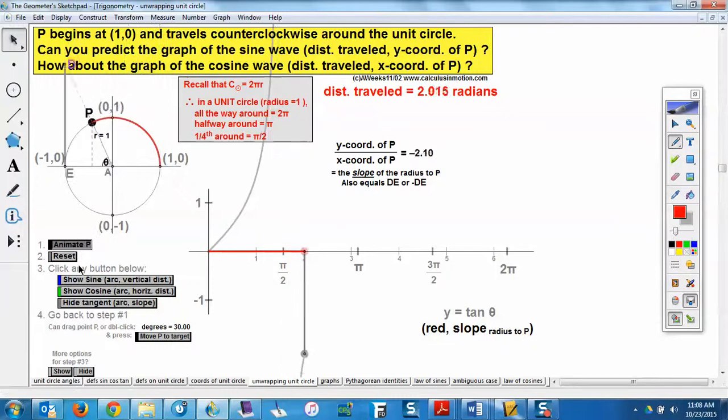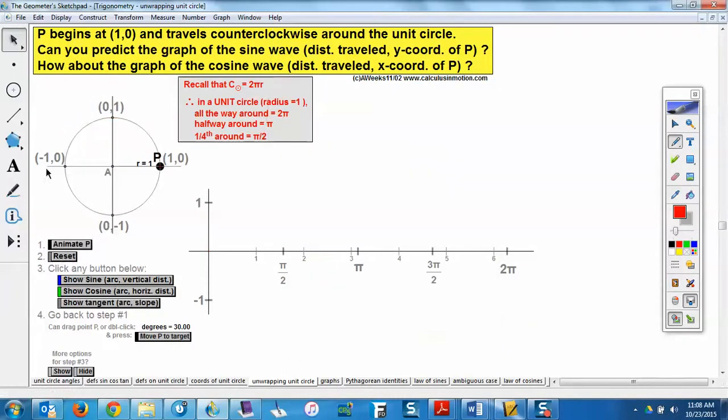Tangent is the slope. I mean, think about it in this triangle. Tangent is opposite over adjacent, right? Well, isn't that rise over run? It's really the slope of the hypotenuse. That's what tangent is. Tangent is slope. It's rise over run. It's the slope of the hypotenuse in there.